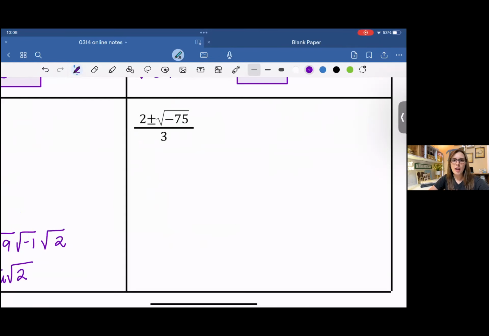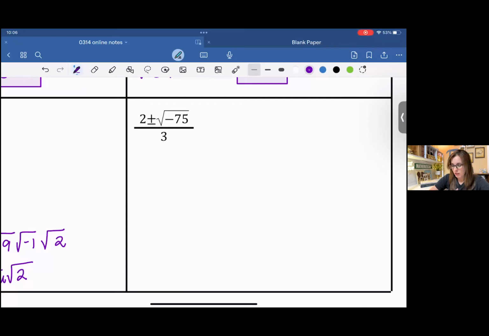On this last example, I have one where it's a scenario where you might see on a homework where you're simplifying with the quadratic formula. So you've done the whole quadratic formula and you've come down to this very last step where you have 2 plus or minus square root -75 over 3. So you would just simplify it normally. No reason to get stressed or upset.